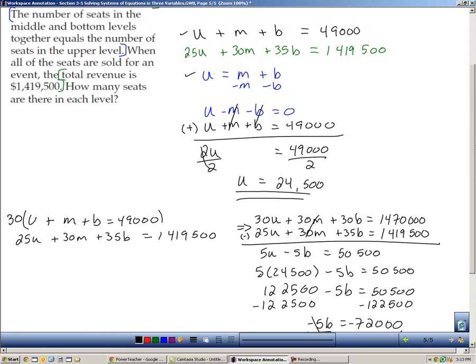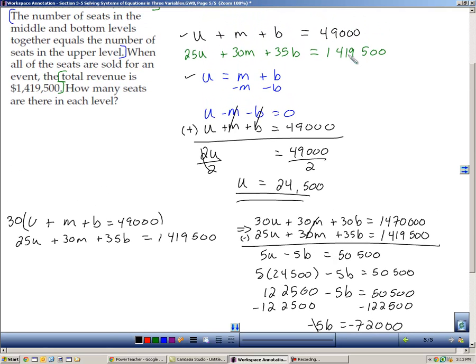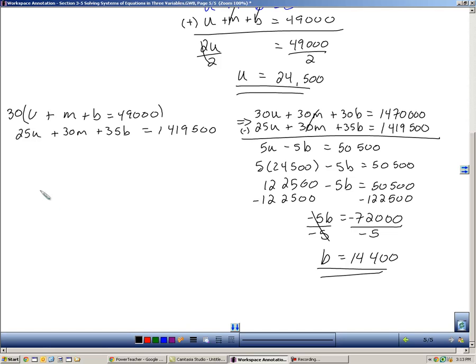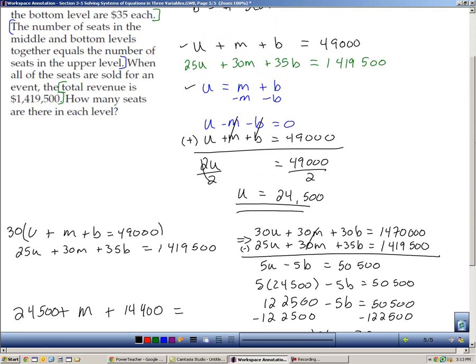All right, so I'm going to go back up here. u plus m plus b equals 49,000. That's the last one I'll use. u plus m plus b. I know the u is 24,500. I don't know the m. I know the b is 14,400. And I know the total number is 49,000.